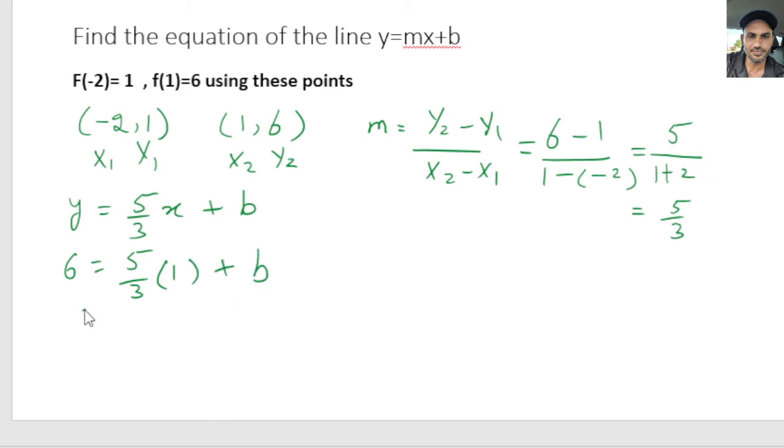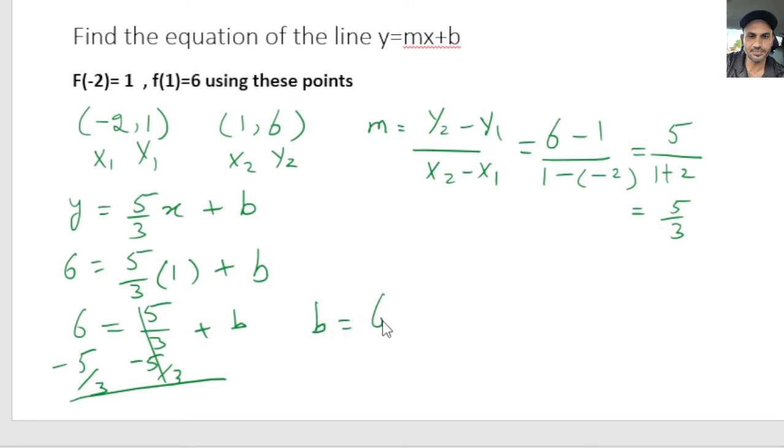So when you simplify this, this becomes 6 equals 5/3 plus b. And you subtract 5/3 from both sides. So this one cancels out. So you're left with b equals 6 minus 5/3. When you simplify this further, take 3 as a common denominator. So this becomes 18 minus 5, so it's 13/3.